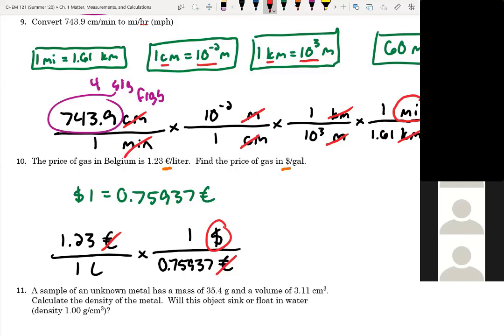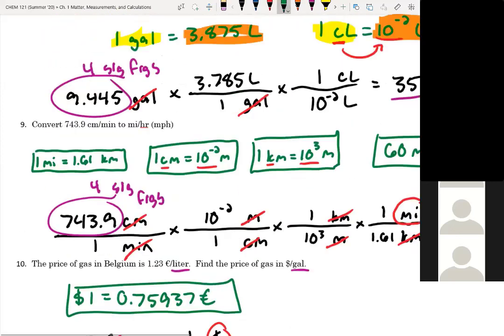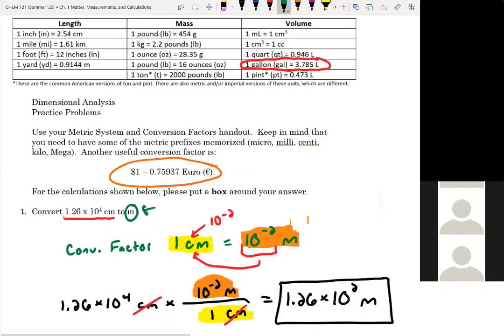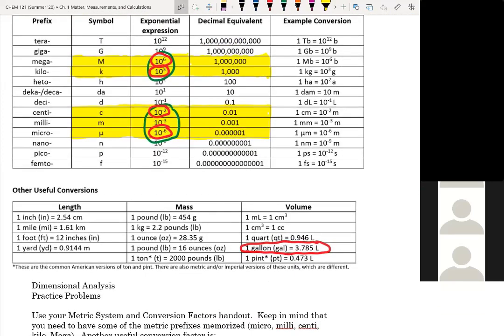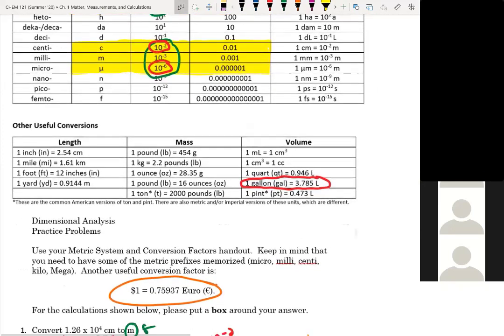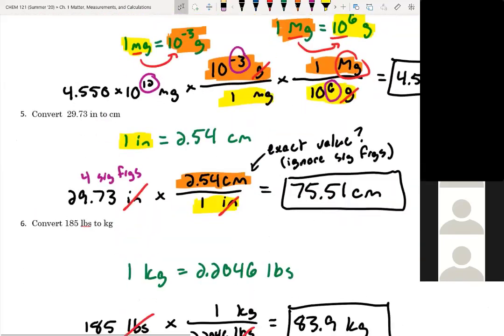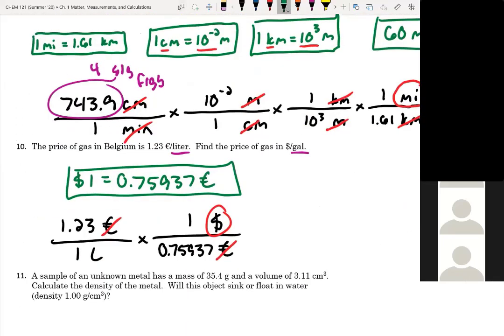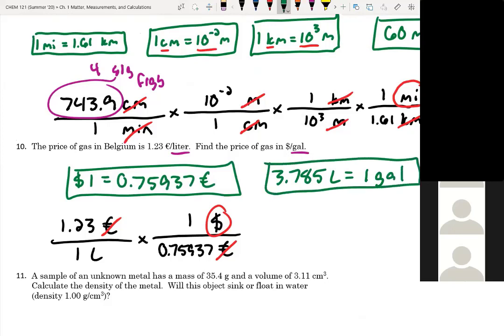But we haven't done anything with our liters yet, right? We need to convert liters to gallons here. So let's see if we can find a relationship for liters and gallons. I'm just going to box this off, and we'll go back to our chart. We said 3.785 liters is equal to 1 gallon. So we'll scroll back down, and this would be another conversion we could use.